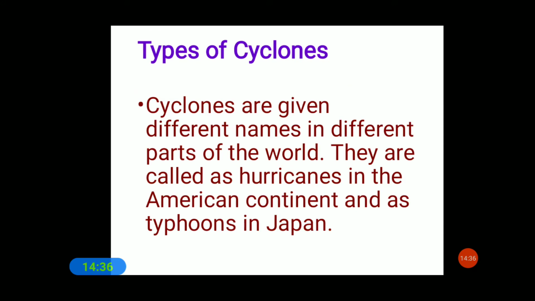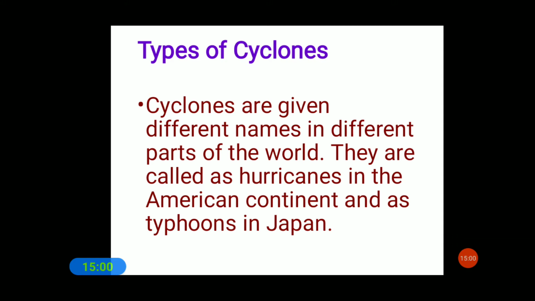So there are different types of cyclones that we can see. Cyclones are given different names in different parts of the world. They are called hurricanes in the American continent and typhoons in Japan. So cyclones, we can call them by different names in different places.